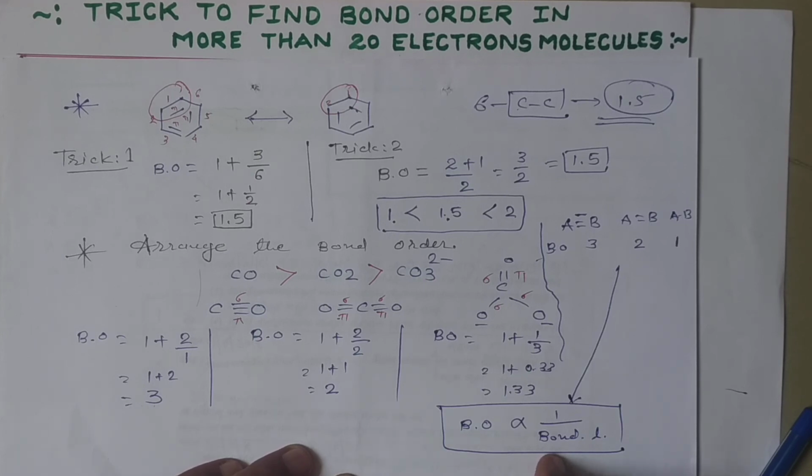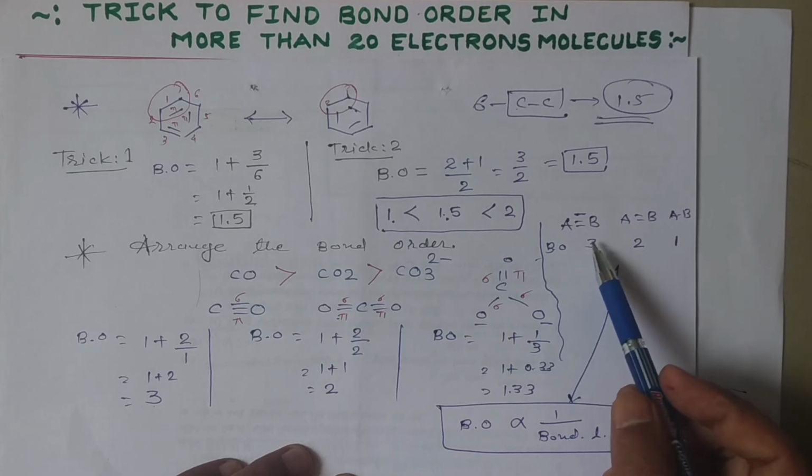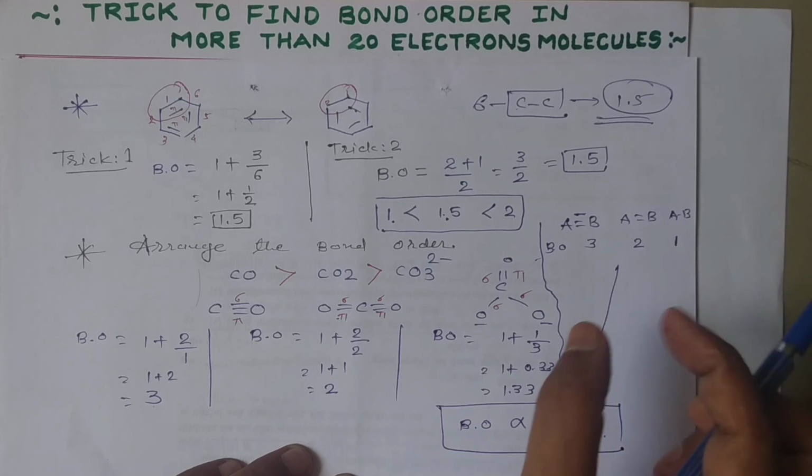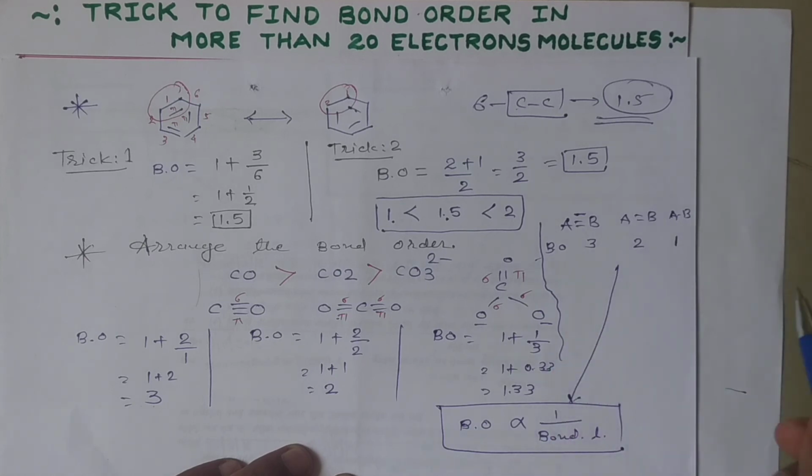Why? Because the more the bond order, the more the overlapping between two atoms, so bond length is decreased.